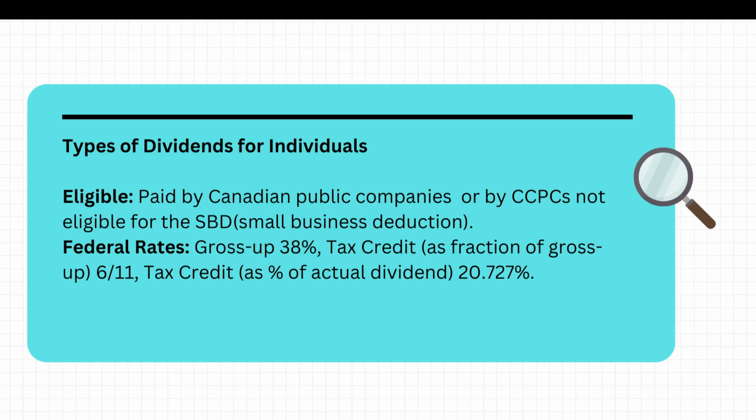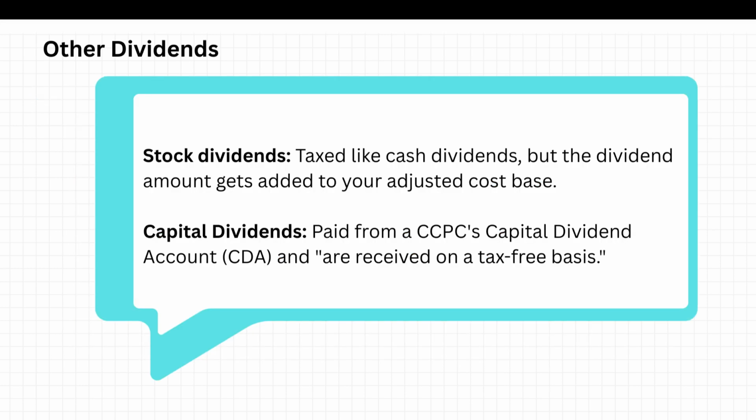These get a 38% gross-up and a higher dividend tax credit. There are also other types of dividends, such as stock dividends. You get more shares instead of cash. They're taxed like cash dividends, but the dividend amount gets added to your adjusted cost base, reducing your future capital gain. Capital dividends. These are special. They come out of the capital dividend account of a CCPC and are received completely tax-free.